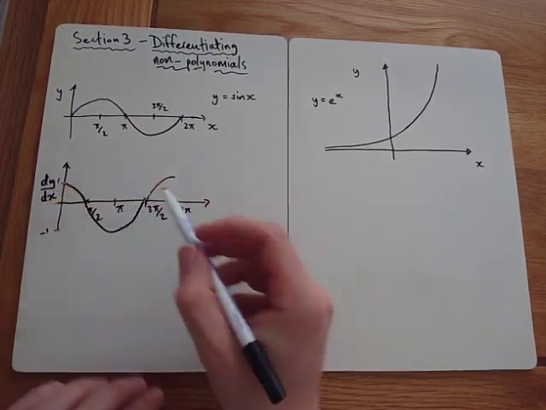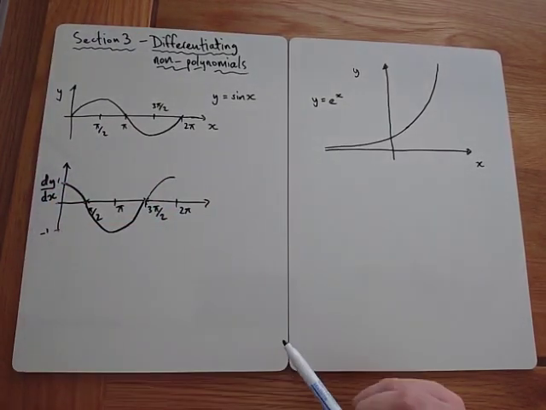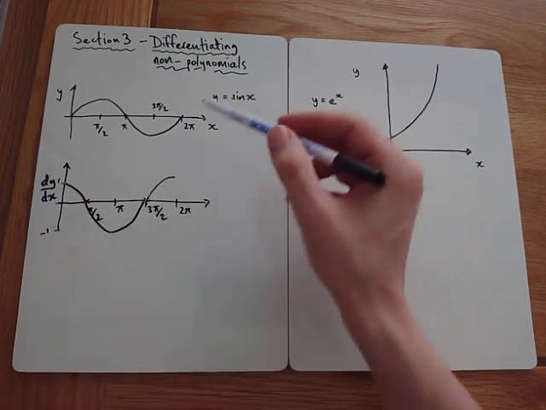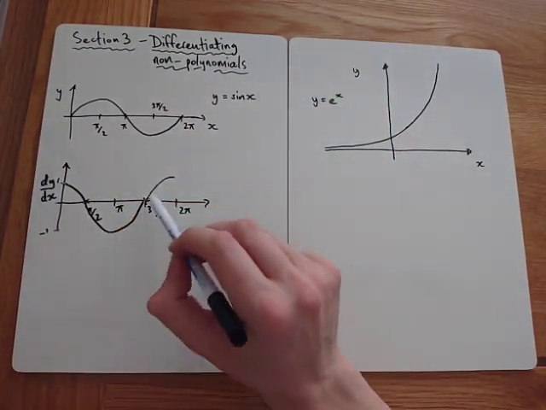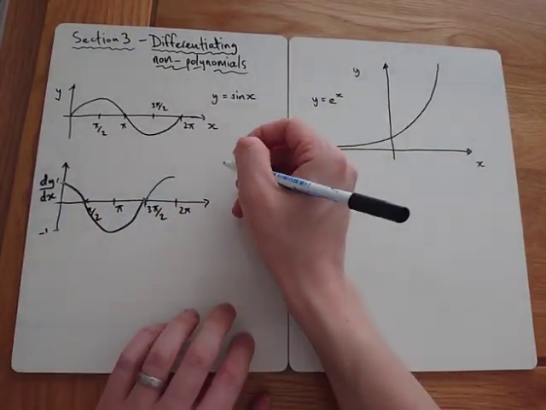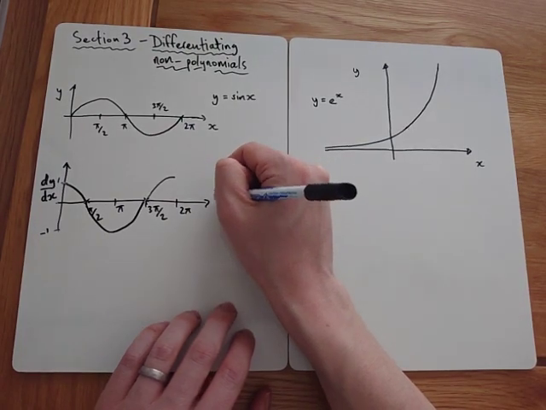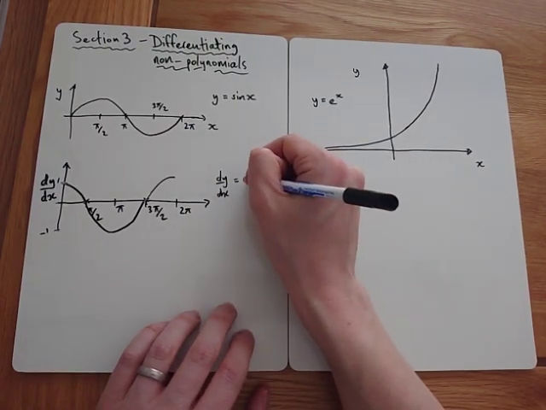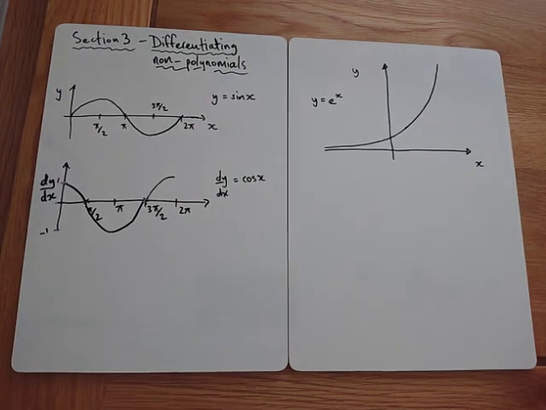Look familiar? So, not the best drawing, but that curve there, we can see that if we differentiate sine x, this graph tells me the gradient. We know that dy by dx would equal cos x.